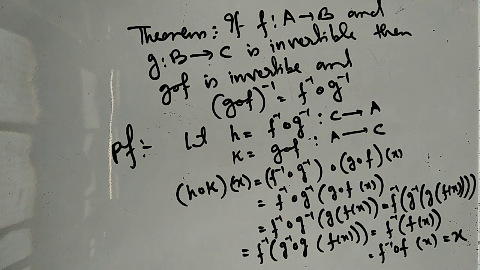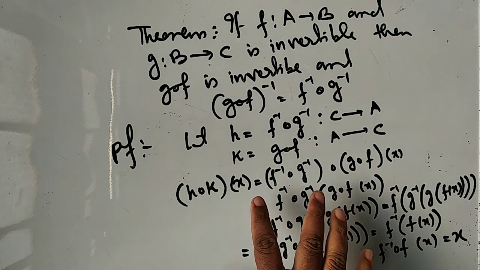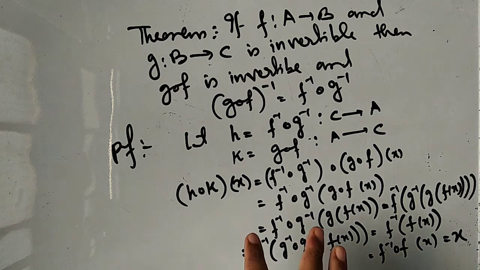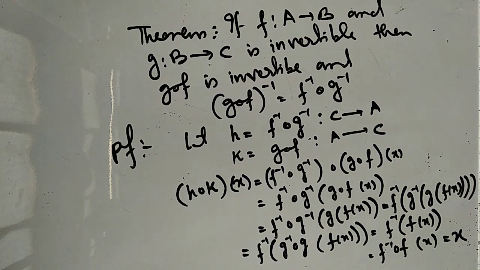look at K o H, what will be in K o H? This will be in front, this will be behind. So you can similarly, by this property, associative property, check in a similar manner. Just the position of F and G will change. So similarly you can show that K o H of x is nothing but x for all x belongs to C. So this is an identity map on C.